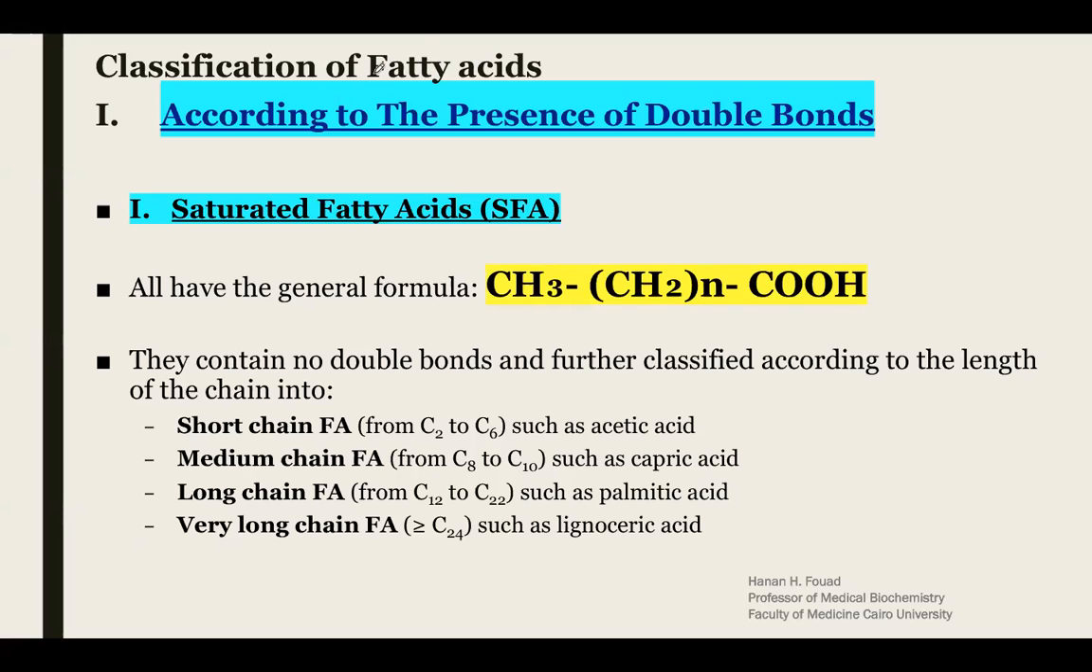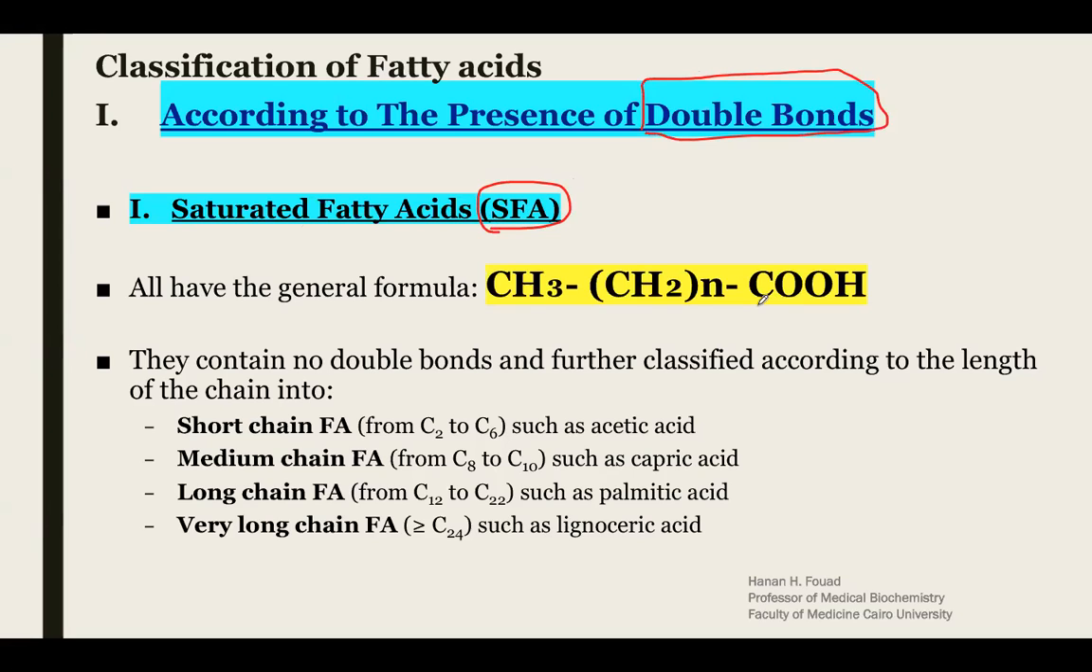So we have a classification for the lipids or the fats, and we have another classification for the fatty acids. We classify according to the presence of the double bond. Double bond means unsaturated carbon atom. If we don't have any double bond, the fatty acid is termed SFA. What is SFA? Saturated fatty acid. And this fatty acid has a general formula.